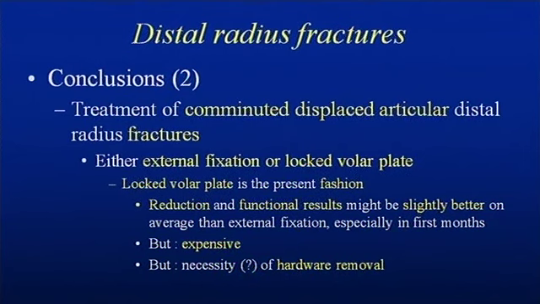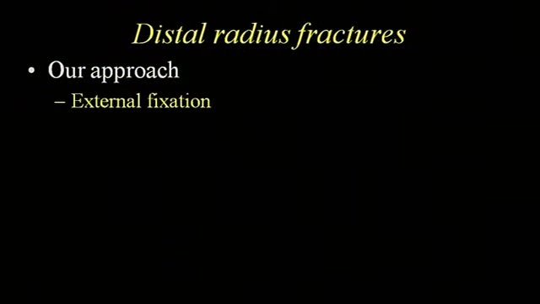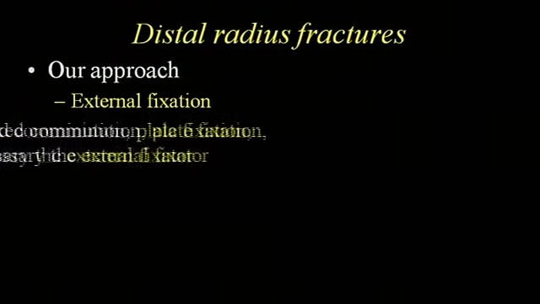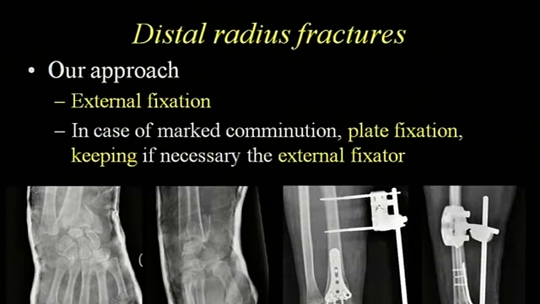There is a necessity of hardware removal in many cases. It is not really an easy technique, and it can be difficult, especially to apply in extremely severely comminuted distal radius fractures. And my opinion is that there is no indication of bone graft or bone substitution. So our approach is still to use external fixation, but in the case of more comminution, to add, if necessary, plate fixation, keeping, if necessary, the external fixator.